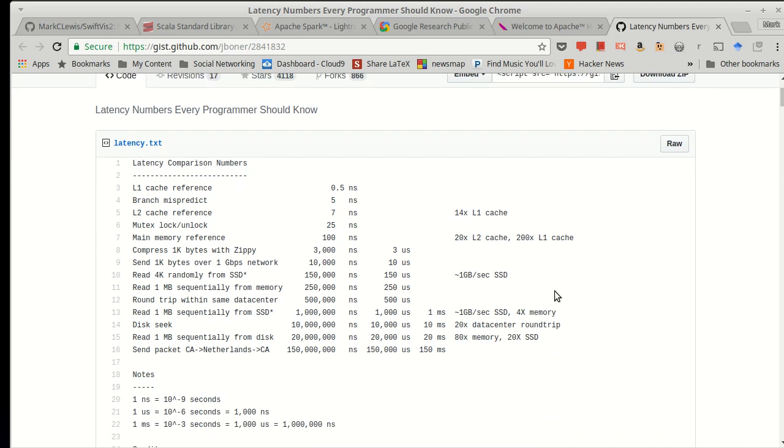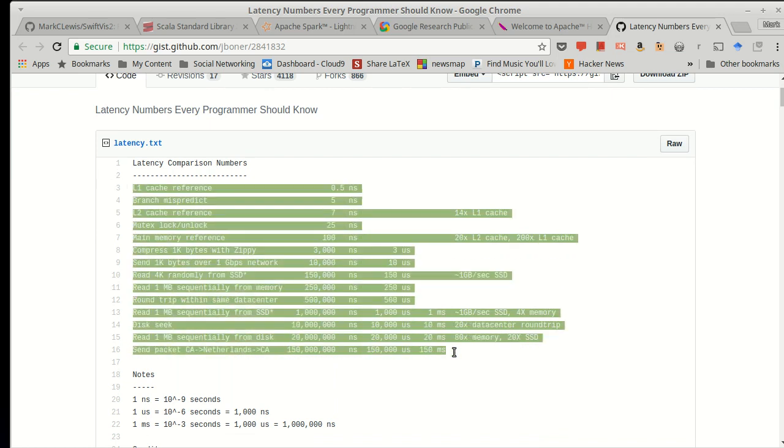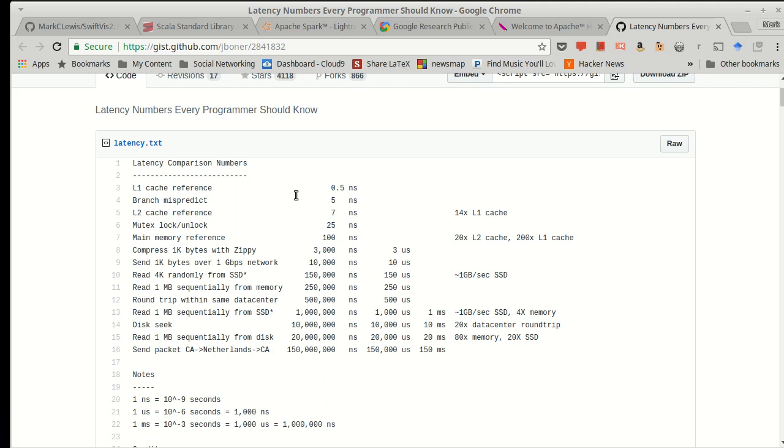And here we have a list of different types of operations that can happen and roughly how long they take. So for example, if you have to fetch something from the L1 cache, which is the smallest cache that is closest to the processor, that only takes half a nanosecond. This is a very fast operation. Of course, these are rough numbers.